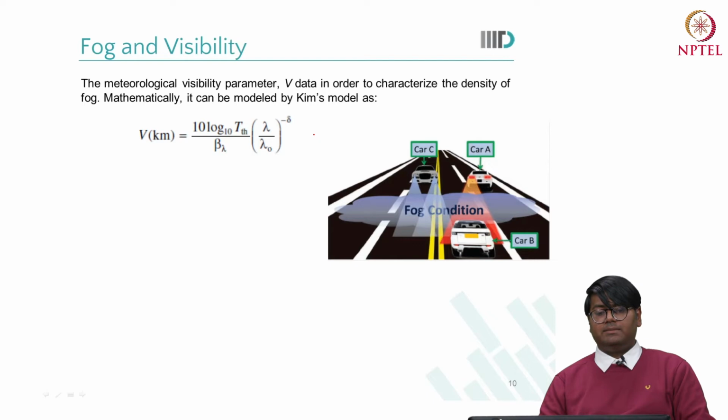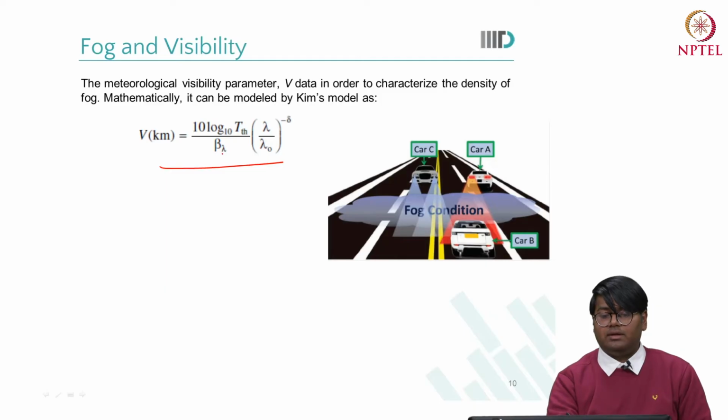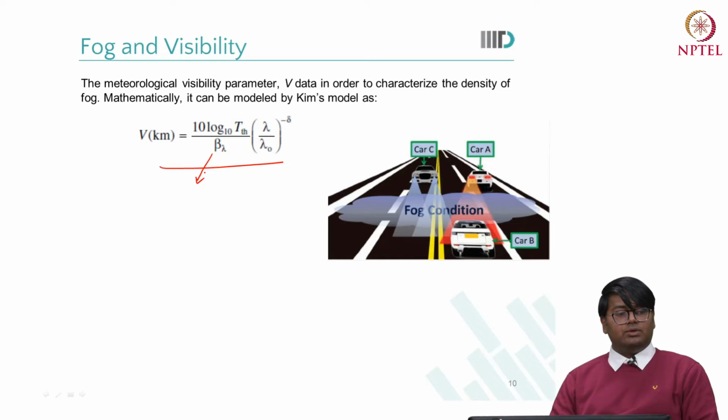Mathematically, the visibility parameter can be modeled by Kim's model and it is given by this particular equation. In this equation we have beta lambda, which is your atmospheric attenuation coefficient, and Th, your visual or transmittance threshold. We define the visibility parameter V as the distance at which the visual contrast or the transmittance of an object drops to a certain value of the transmission threshold level of the original visual contrast along the propagation path.